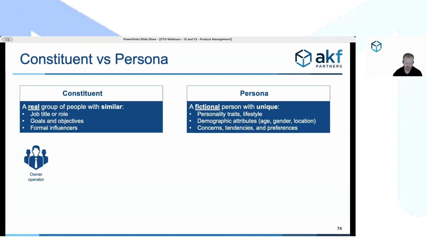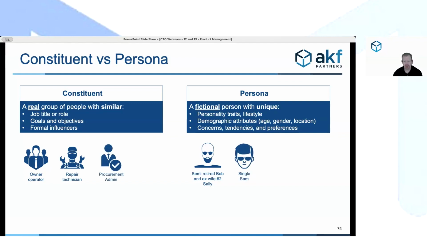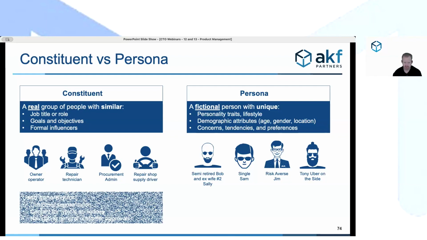So in this case, use a different analogy. This is going to be a particular retailer to the trucking industry. In this case, the constituent might be an owner operator, whereas a persona would be semi-retired Bob with ex-wife number 2 Sally. So this is a very specific persona that's also an owner operator of a group of trucks. You have the repair technician versus single Sam, a procurement administrator who's the buyer versus risk-averse Jim, a repair shop supply driver versus Tony Uber on the side. Just by comparing these folks, you can picture very different personality types, very different tendencies. And so again, that's the idea of a constituent versus a persona.